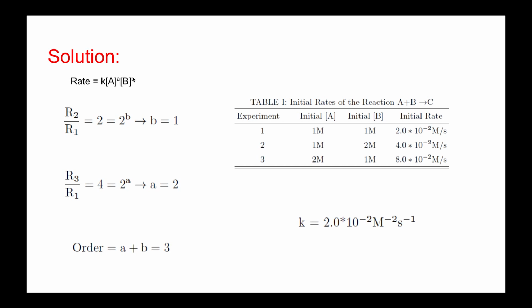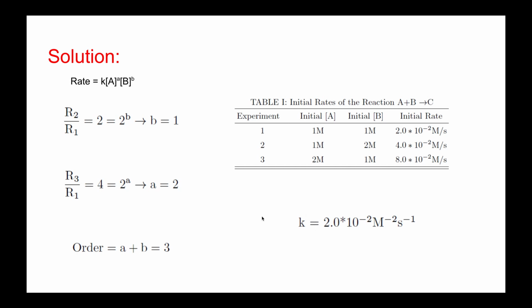Okay? Then you just pick any of the experiments. Let's say 1. So you put the initial rate here, you put the concentration of A there, the concentration of B there. You have everything you need except K. You just solve for K and you get K. You can do that for experiment 1, 2, and 3, and you'll get the same K.